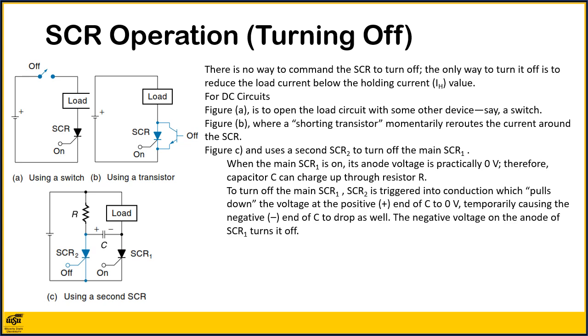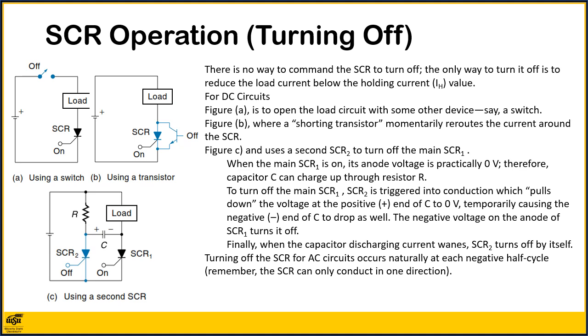To turn off the main SCR1, SCR2 is triggered into conduction, which pulls down the voltage at the positive plus end of C to 0 volts, temporarily causing the negative end of C to drop as well. The negative voltage on the anode of SCR1 turns it off. Finally, when the capacitor discharging current wanes, SCR2 turns off by itself.